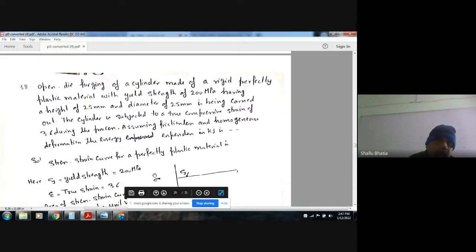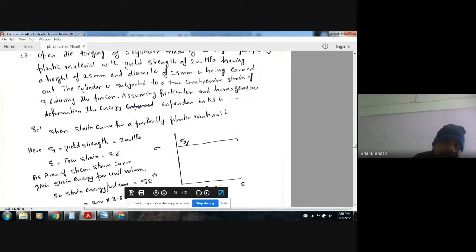Next, open die forging of a cylinder made of rigidly perfectly plastic material with yield strength of 200 MPa, having a height of 25 mm and diameter of 25 mm, is being carried out. The cylinder is subjected to a compressive strain of 3.6 during the process. Assuming frictionless and homogeneous deformation, the energy expended in kilojoule is.